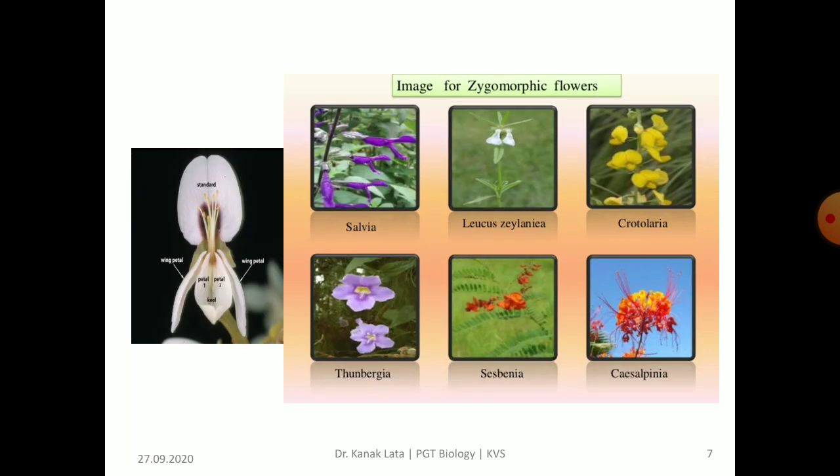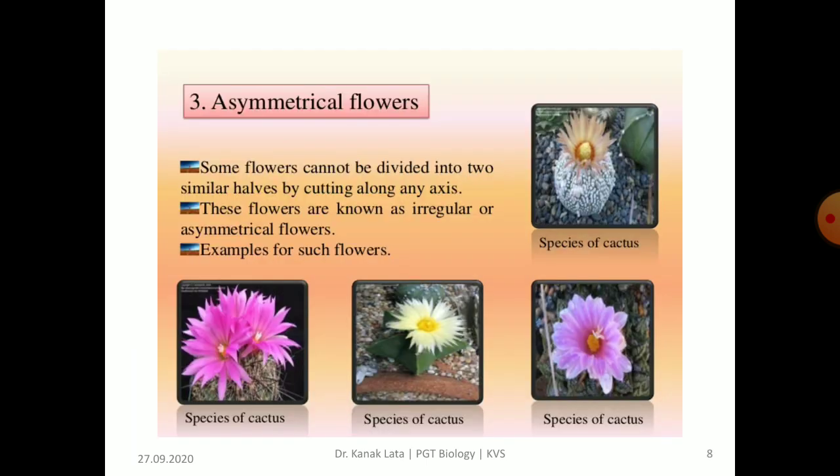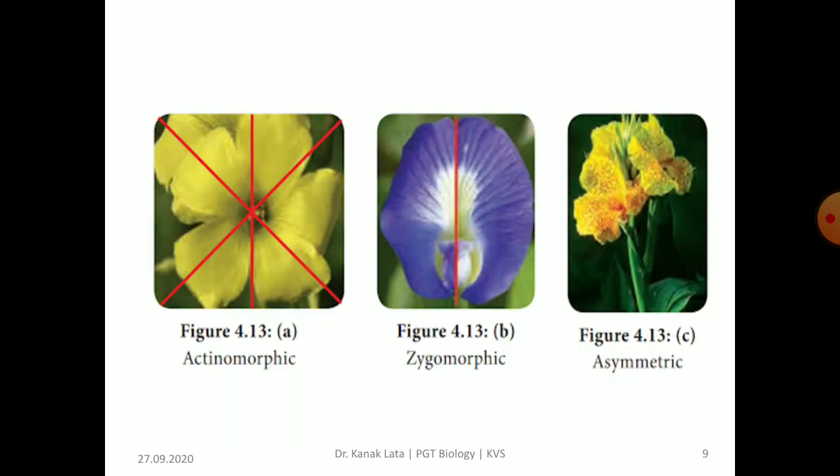In this figure, you may observe several zygomorphic flowers like salvia, leucas, crotalaria, thunbergia, sesbania and caesalpinia. In this given figure, you may observe an asymmetrical flower as in various species of cactus. Here is the comparative study of actinomorphic, zygomorphic and asymmetric flowers.